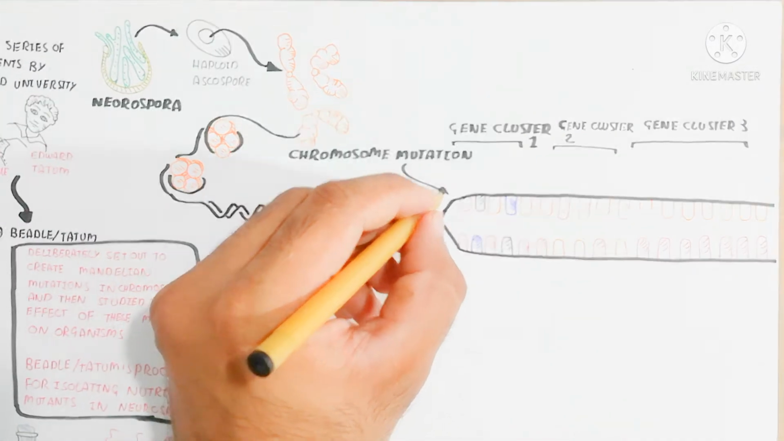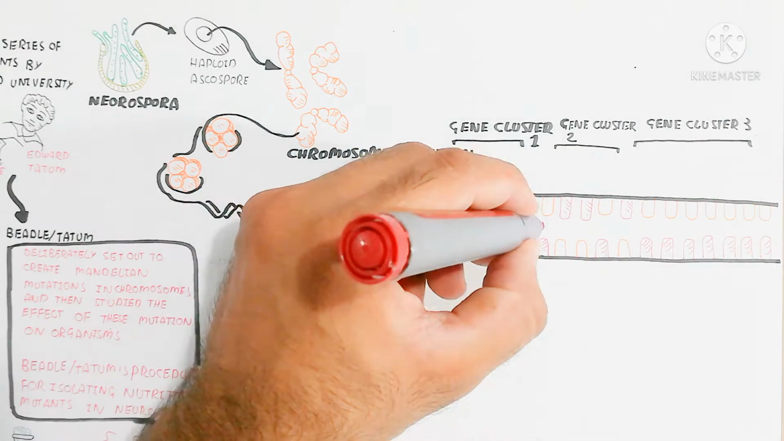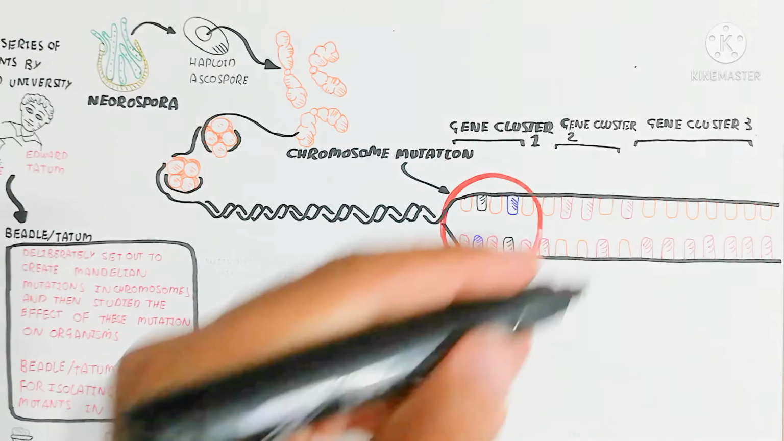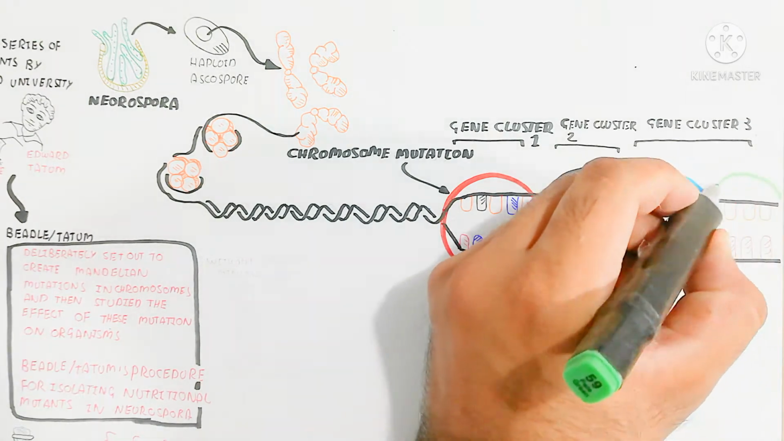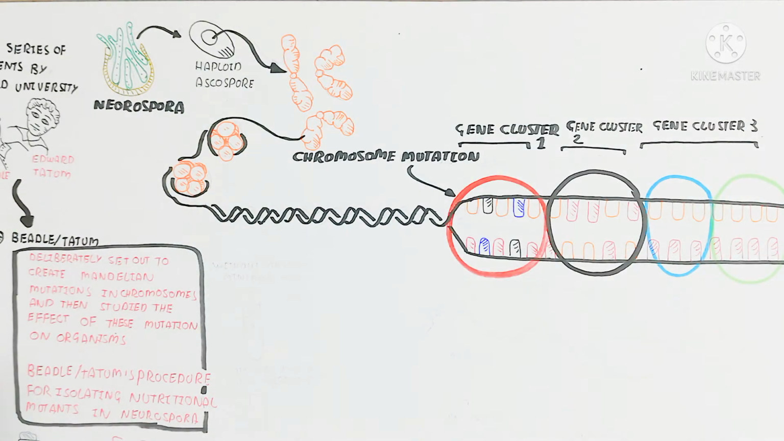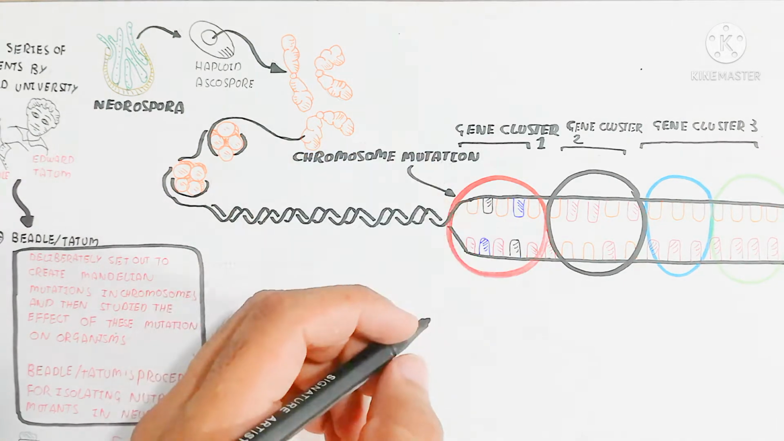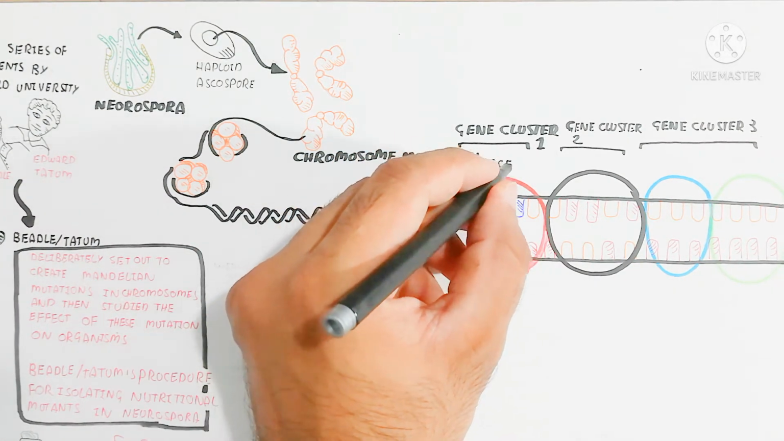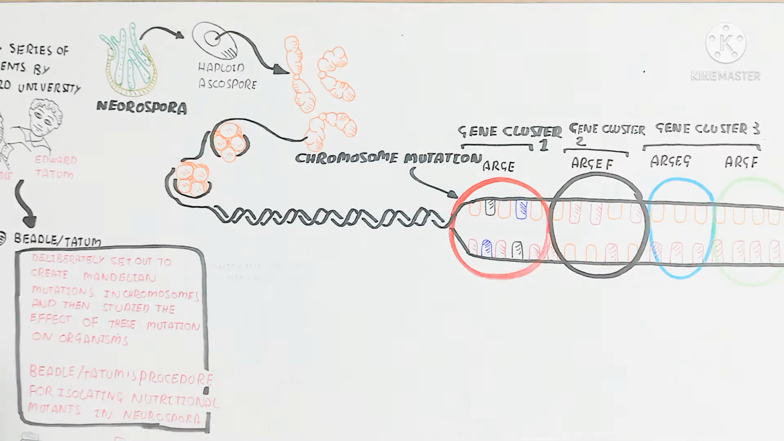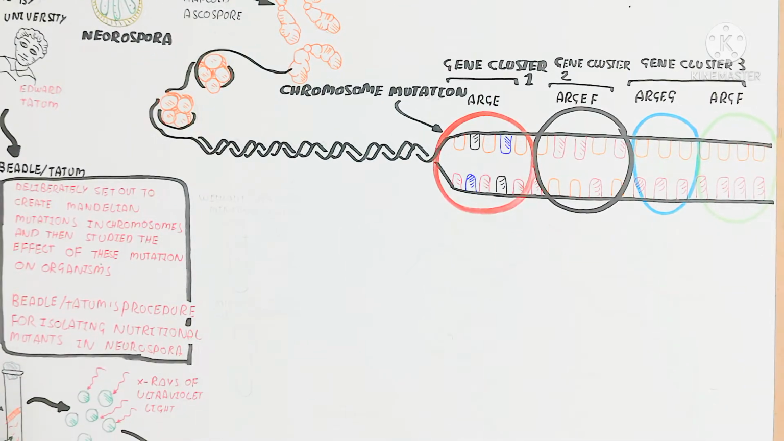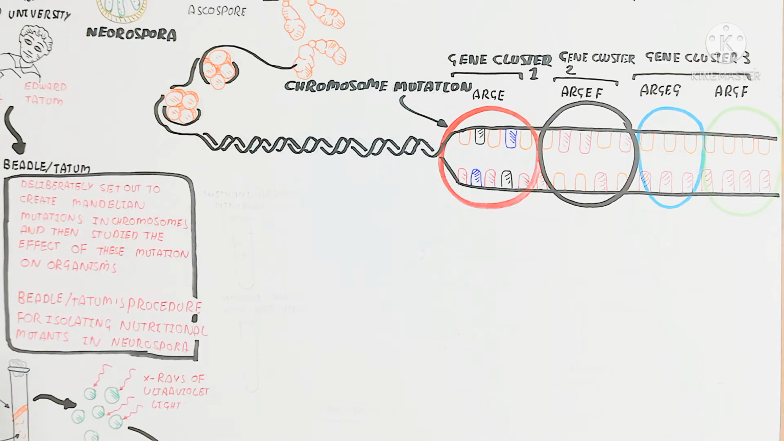This gene cluster contains arginine-related gene E, gene F, gene G, and gene H. So these genes will lead to produce messenger RNA during transcription. After the transcription, the messenger RNA will be produced from each gene. Each gene has a specific function to produce a specific protein during translation.